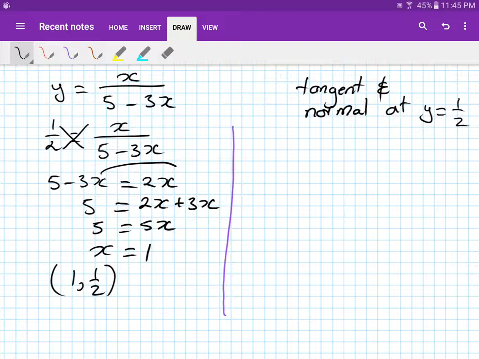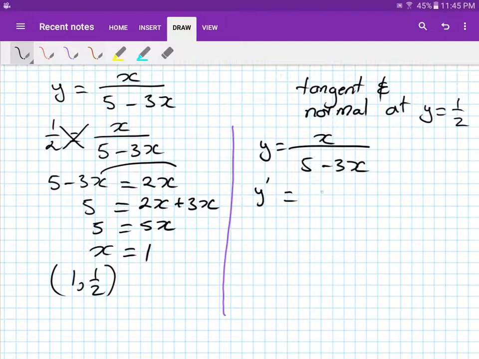To find the gradient, first of all, we differentiate. It will give me the gradient anywhere along the curve. So y equals x over 5 minus 3x. I just write the equation out first. So y dash: because this is a quotient, we use the quotient rule. Derive the top times the bottom, minus derive the bottom times the top, over the bottom squared.